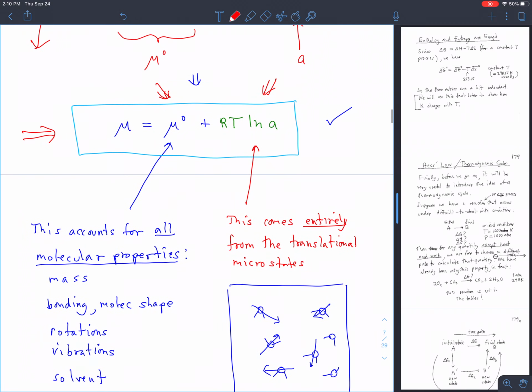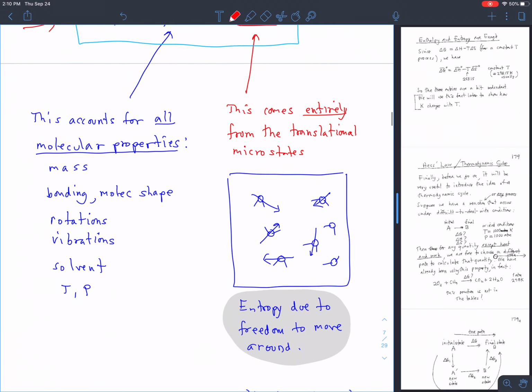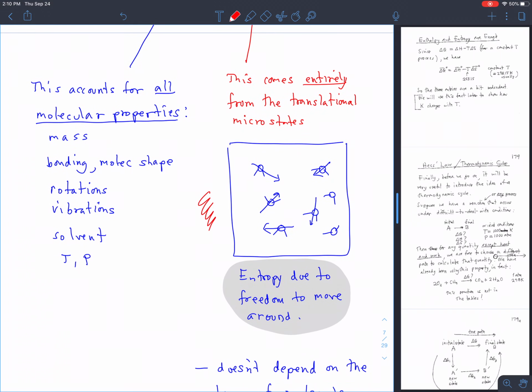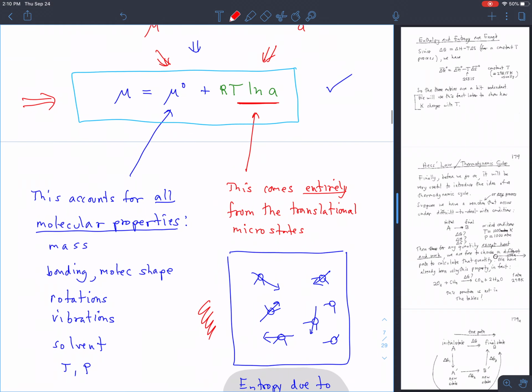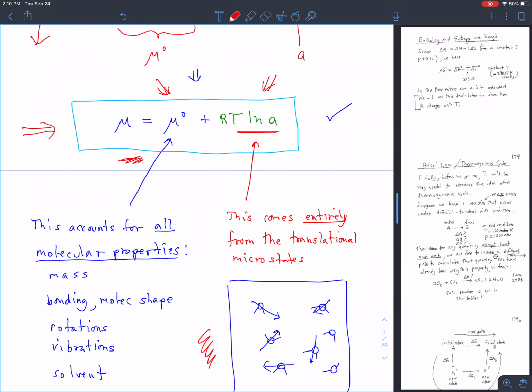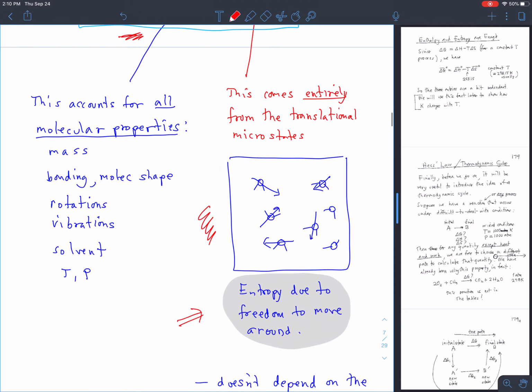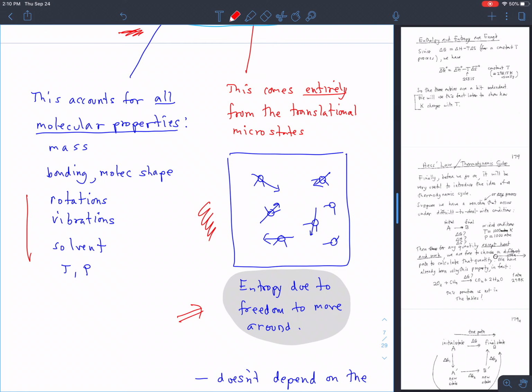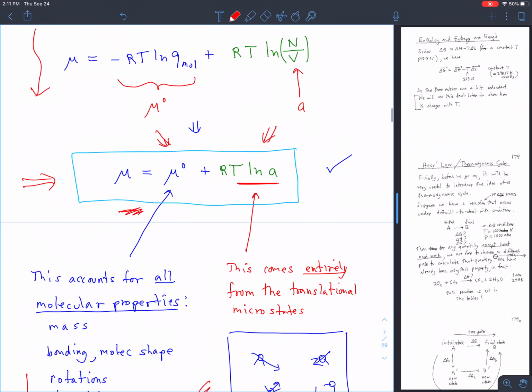And we saw that this log term at the end, this log of activity term, is accounting for translational entropy changes in the chemical reaction, and it's universal, it doesn't depend on the nature of the reactants or products. And the other term, this constant term, is accounting for everything else: all the molecular properties, rotations, vibrations, the nature of the solvent, the temperature and the pressure, the bonding, and everything. All that other stuff is buried inside this term.